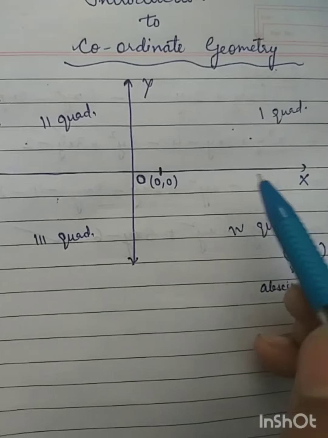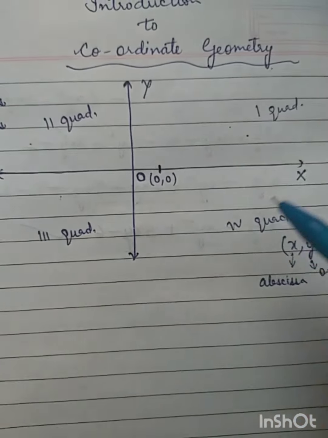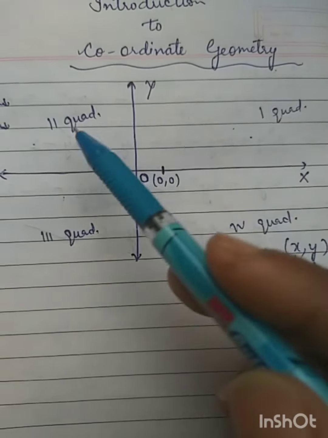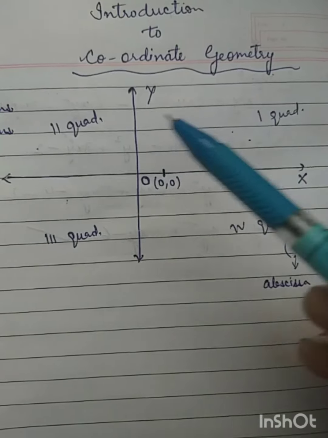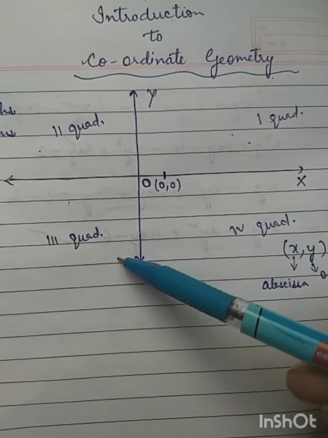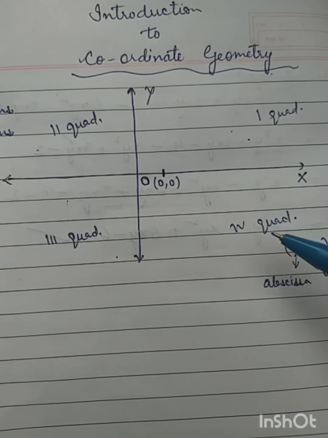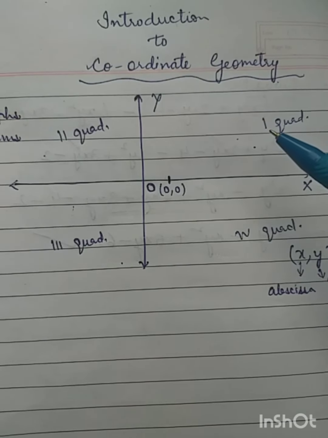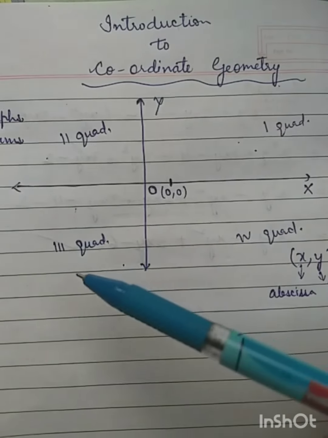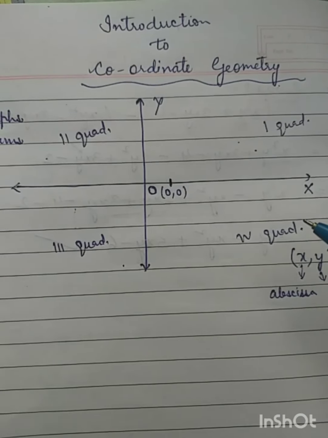And these axes divide this whole coordinate plane into 4 equal parts known as 4 quadrants. This is the first quadrant, second quadrant, third quadrant and fourth quadrant. You need to write this in the same way. You have to start from here: first, second, third and fourth. This sequence cannot be changed.